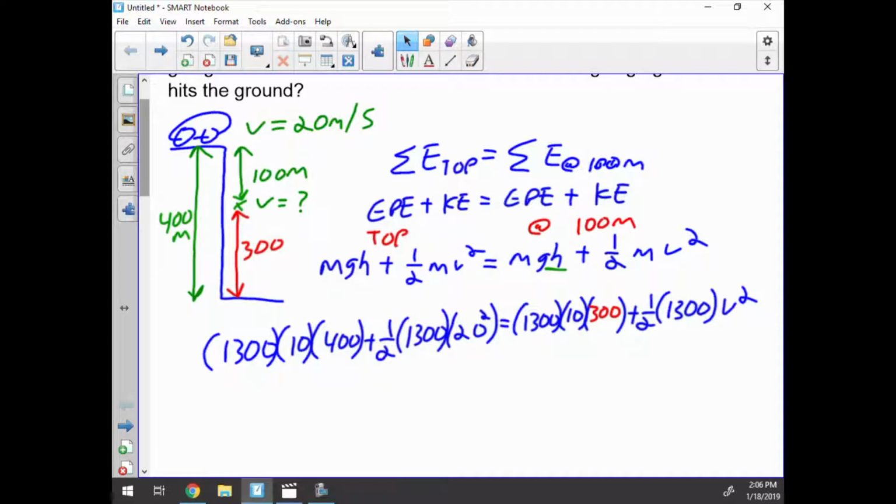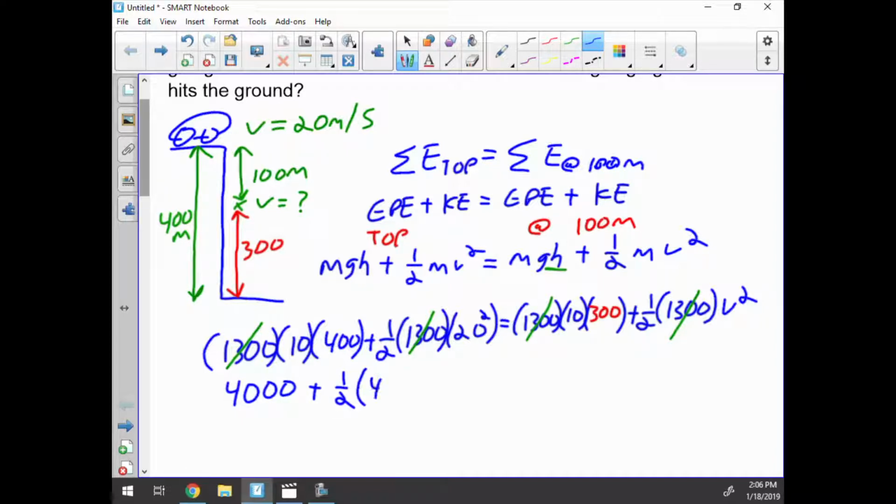Okay, so once I'm here, I am going to cancel 1,300 because it is in every single term. It keeps my numbers smaller. And so I get 4,000 plus 1/2 of 400 equals 3,000 plus 1/2 v squared. And so I'm going to take half of 400, which is 200. I'm going to add it together.